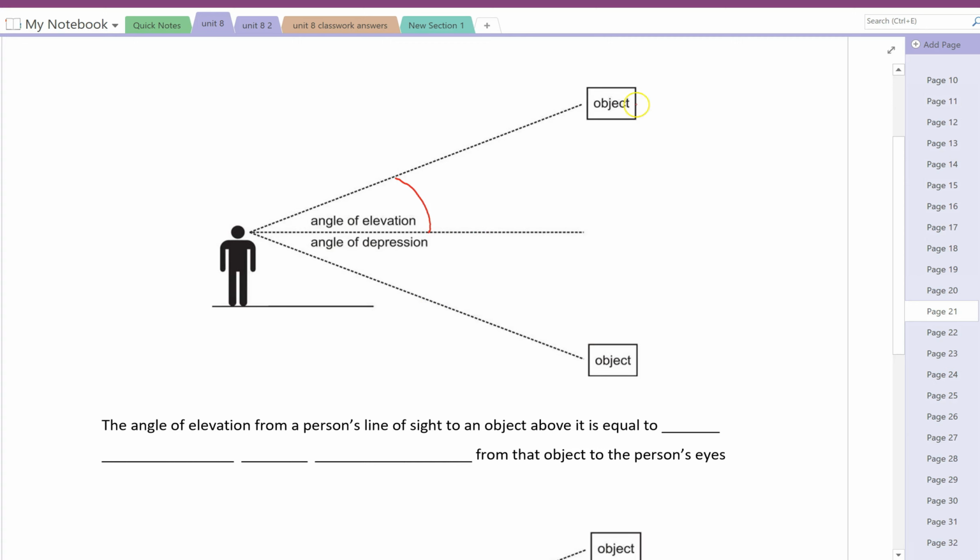So let's say this object up here is a bird. Let's say you're looking up at a bird for some reason. Your angle of elevation, or the angle from your perspective that we would call an angle of elevation of you looking up at the bird, is going to be equal to the angle of depression that the bird would have if it were to look down at you.